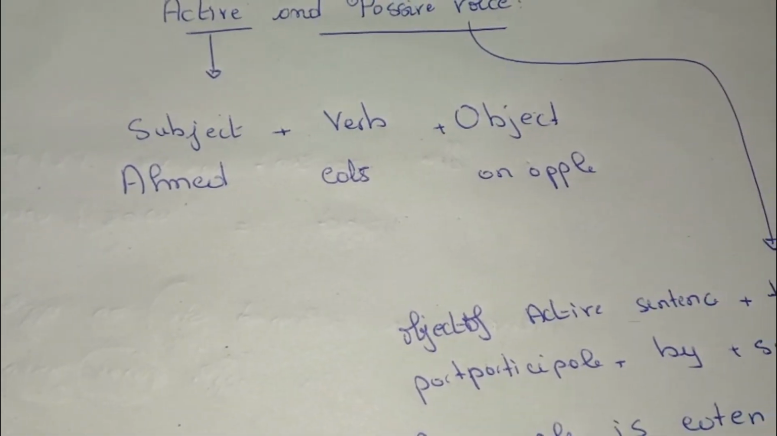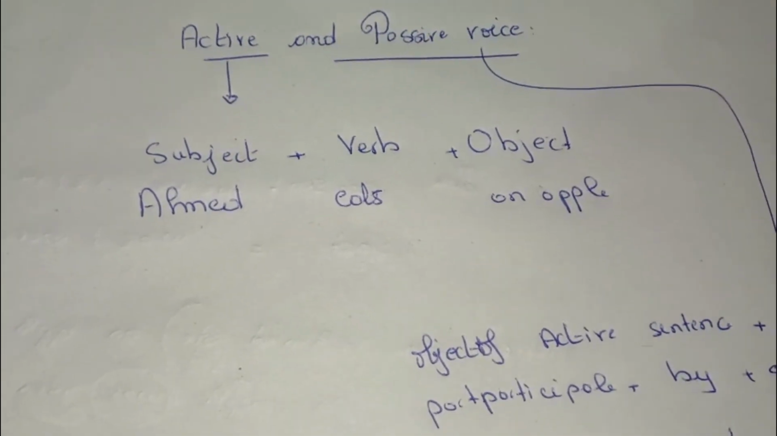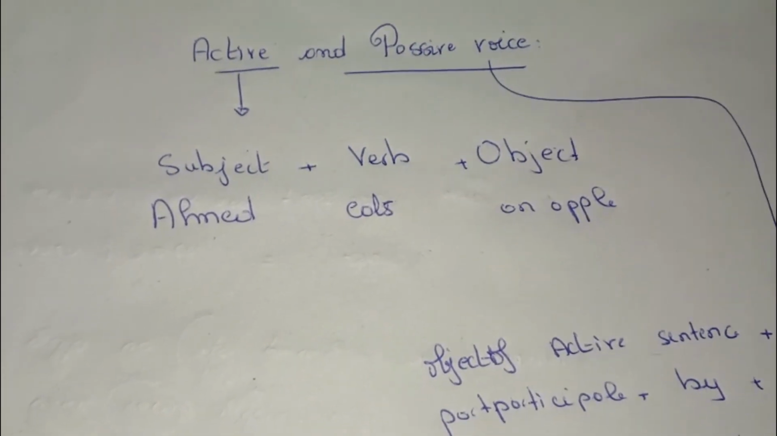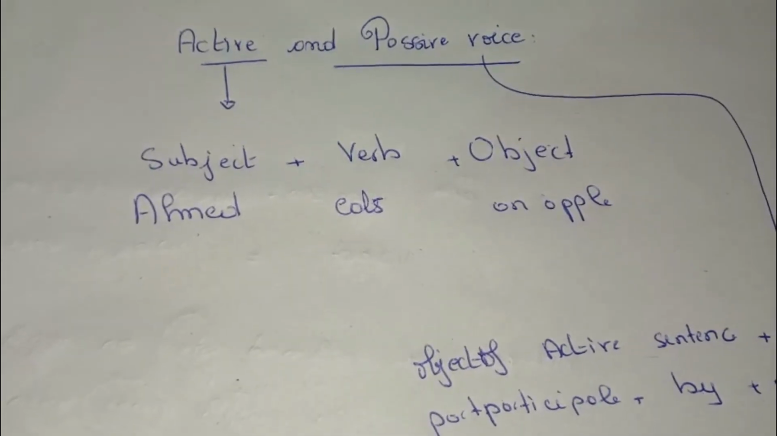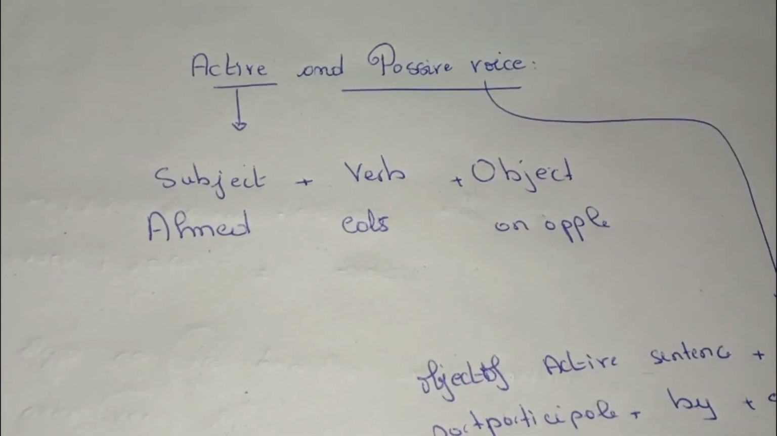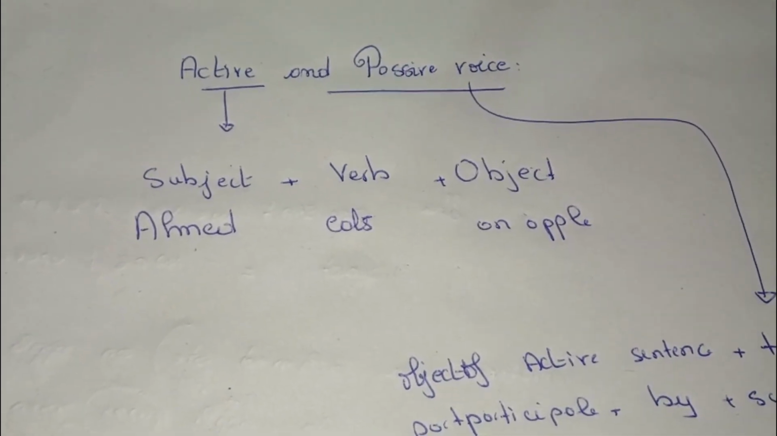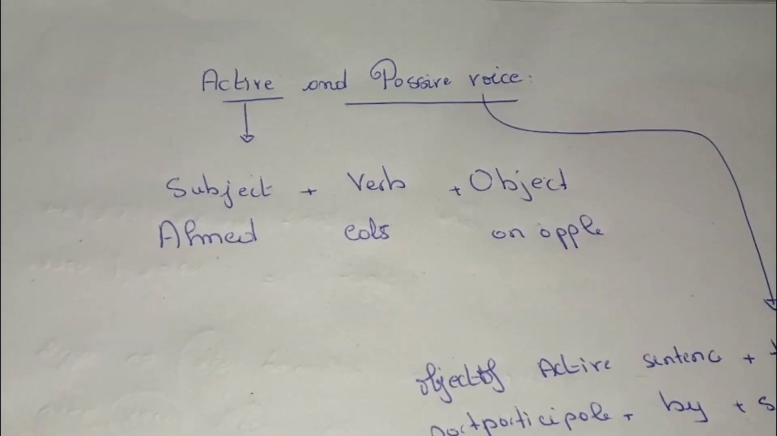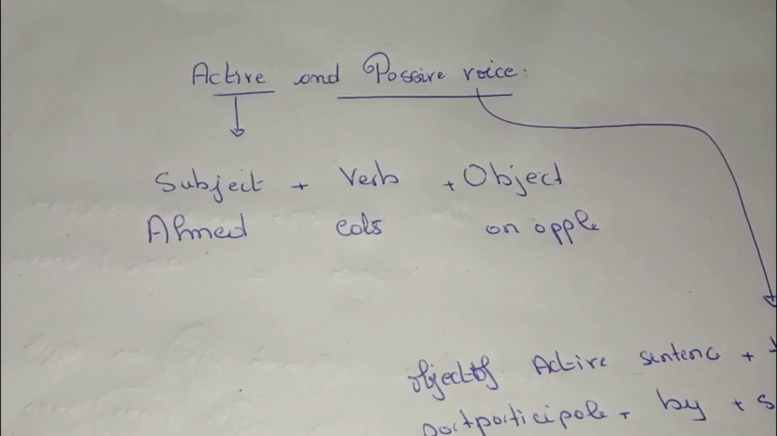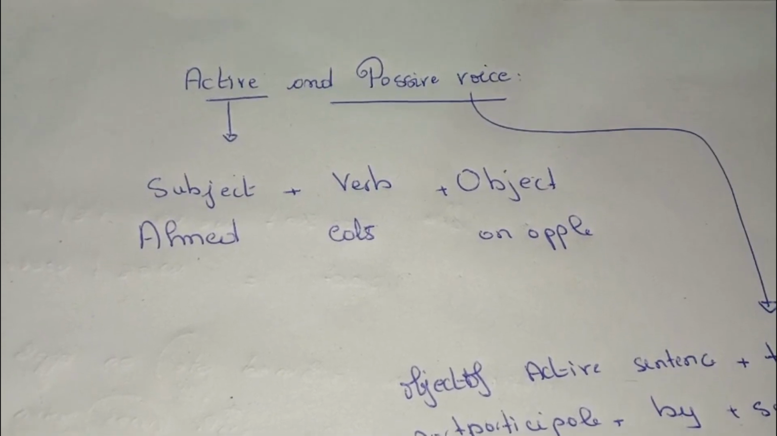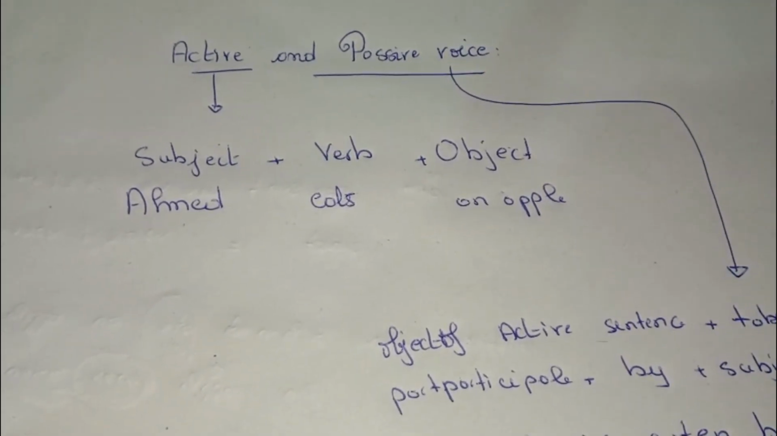Let's start with the active voice. What is the active voice? The active voice is when the subject of the sentence does the action. And here we have subject plus verb plus object. Ahmed eats an apple. Ahmed is the subject. The verb is eats in the present, and the object is the apple. This is the active voice.